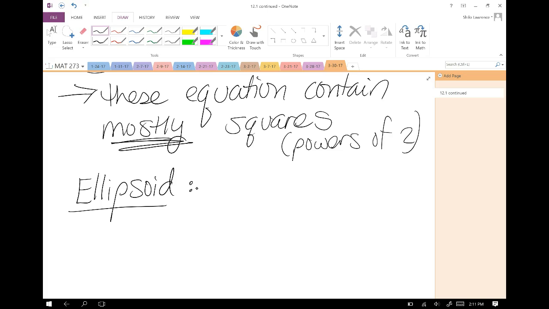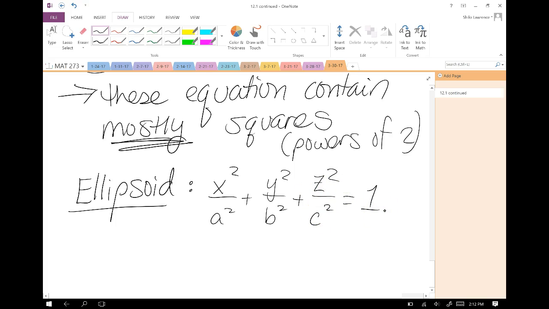So the formula for an ellipsoid is x squared over a squared plus y squared over b squared plus z squared over c squared equals 1. Looks very similar to the ellipse we just did in the last problem, except it's got all 3 of them in there.